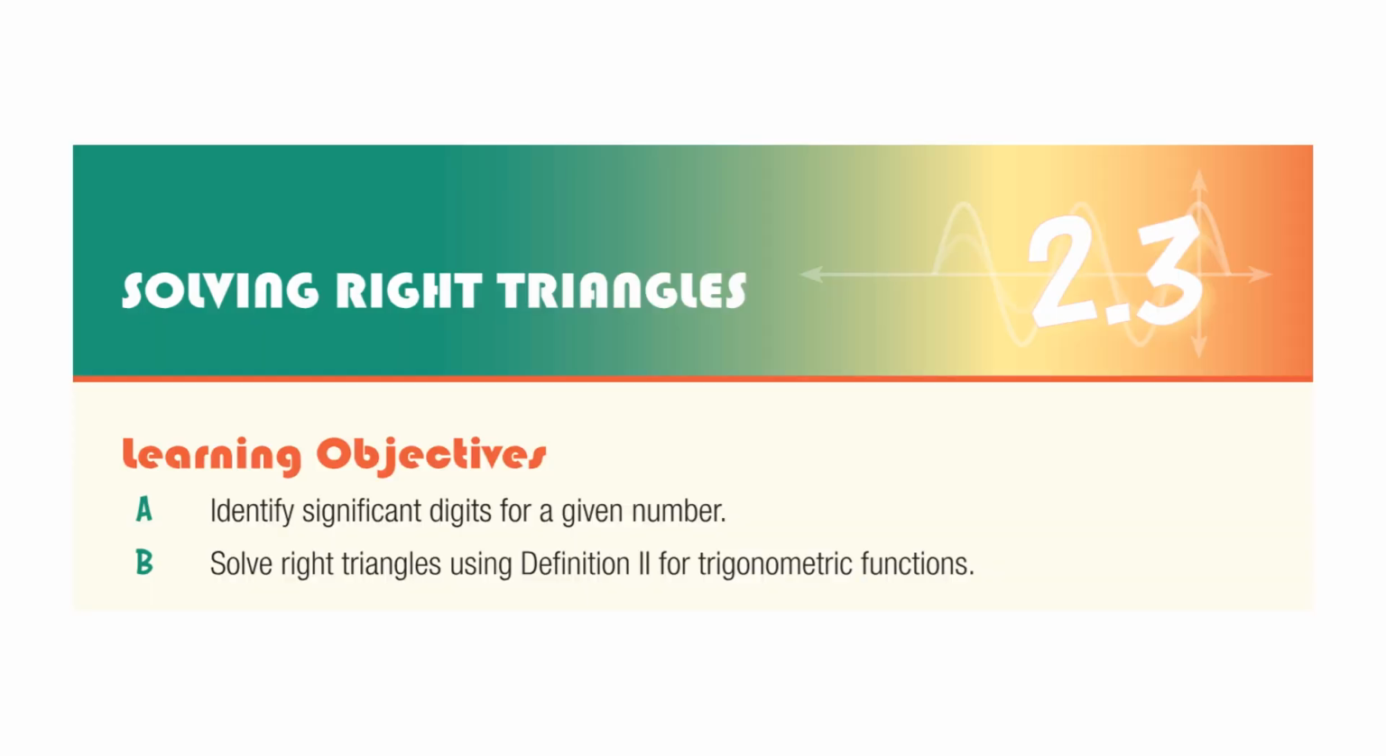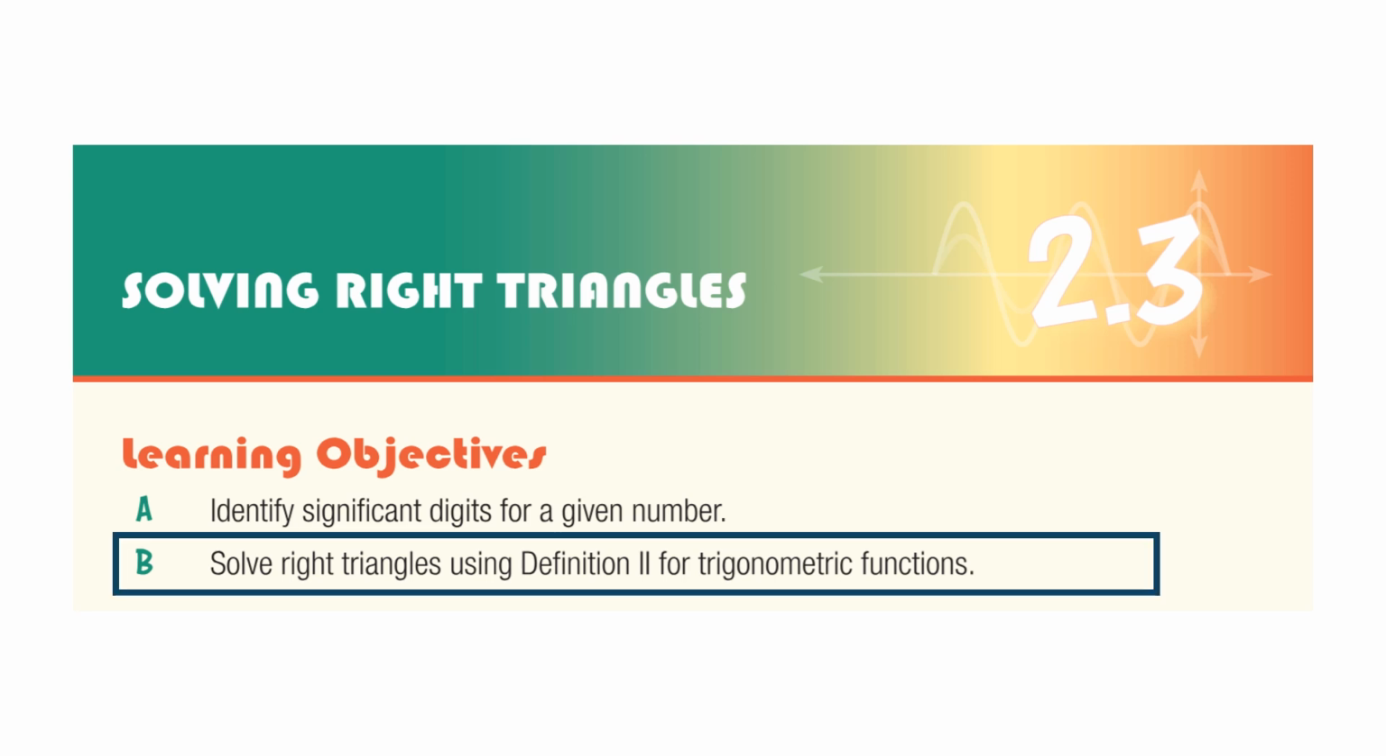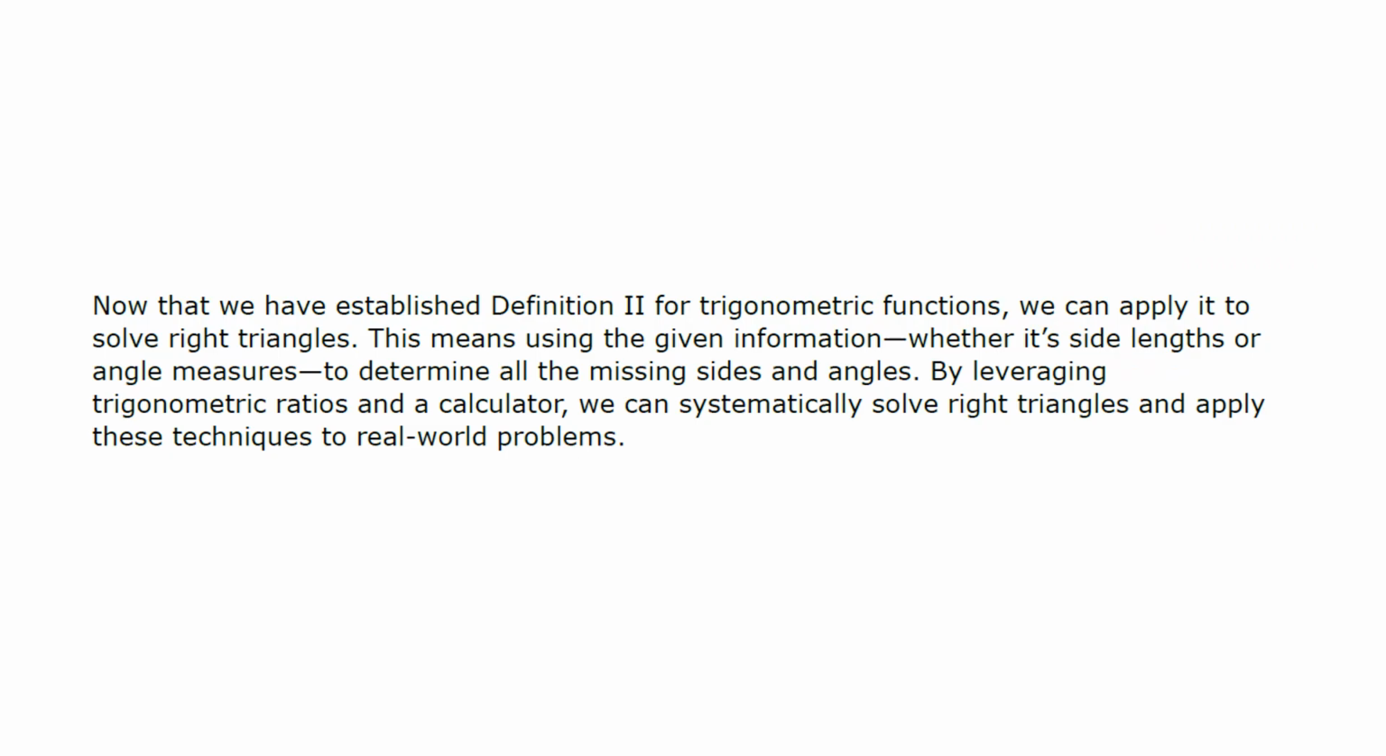All right. We can now head into our second objective, B, that says solve right triangles using definition 2 for trigonometric functions. Now that we've established definition 2 for trigonometric functions, we can apply it to solving right triangles. This means using the given information, whether it's side lengths or angle measures, to determine all the missing sides and angles. By leveraging the trigonometric ratios and a calculator, we can systematically solve right triangles and apply these techniques to real-world problems.